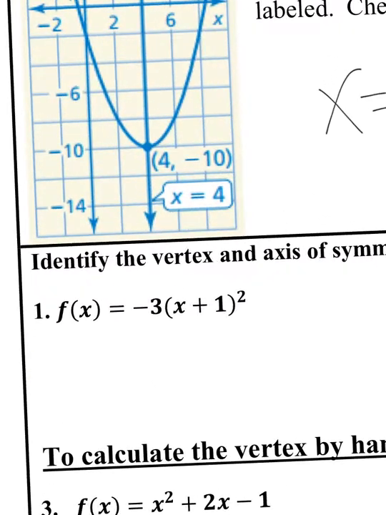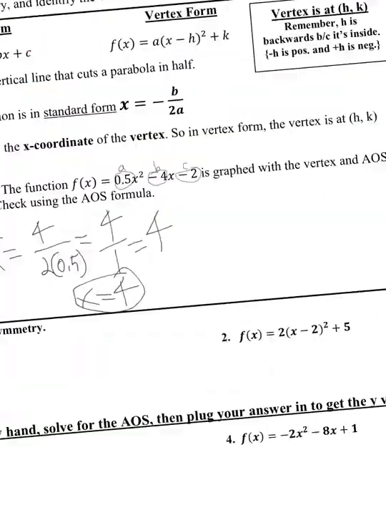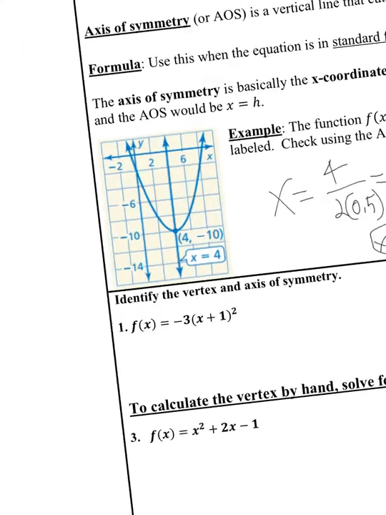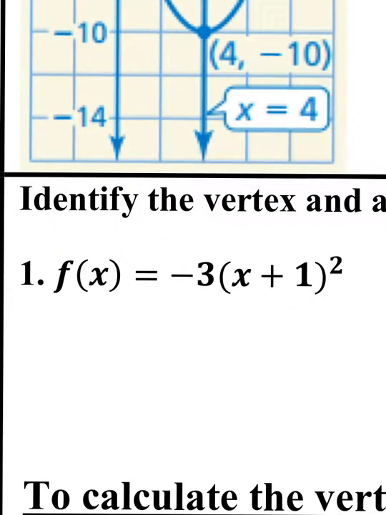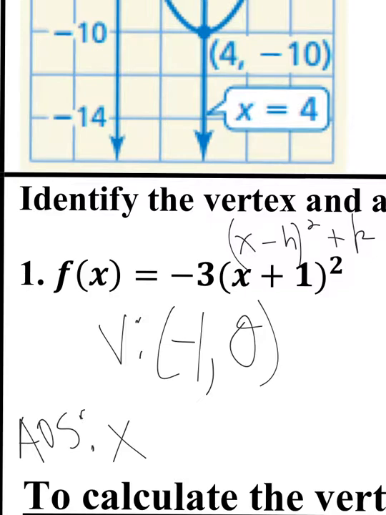So identify the vertex and the axis of symmetry. These two problems are in vertex form, so we don't have to do that negative b over 2a, only if it's in standard form. So remember, this is x minus h squared plus k, so my vertex is at negative 1. Flip the sign on the inside. There's nothing on the outside, so 0. And so my axis of symmetry is just x equals negative 1, because negative 1 was the x-coordinate of the vertex.